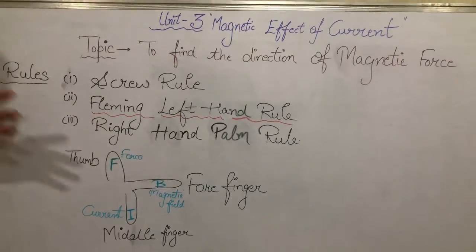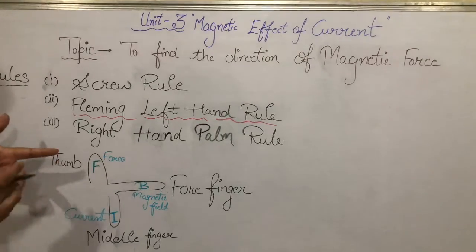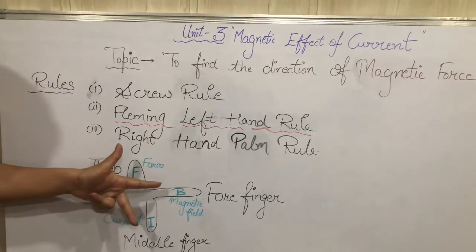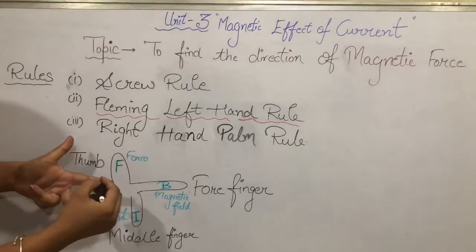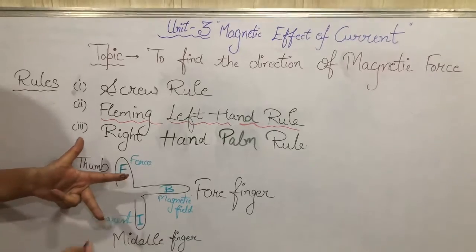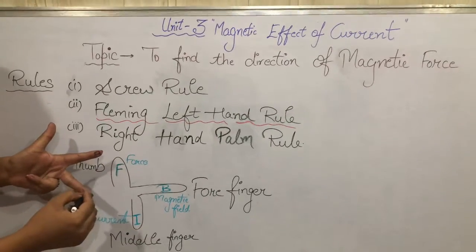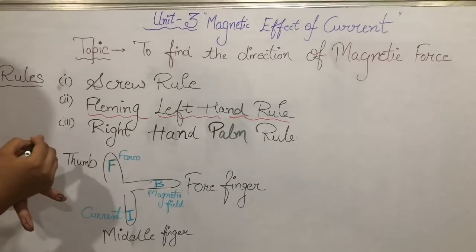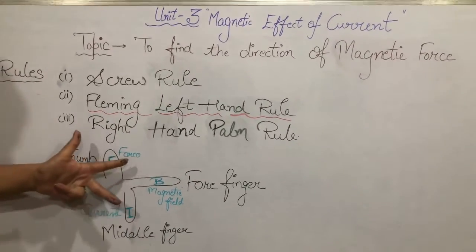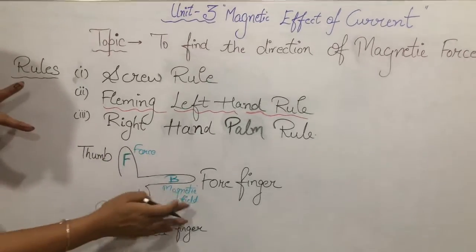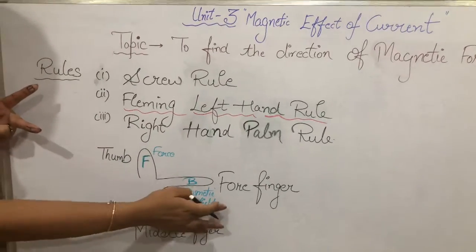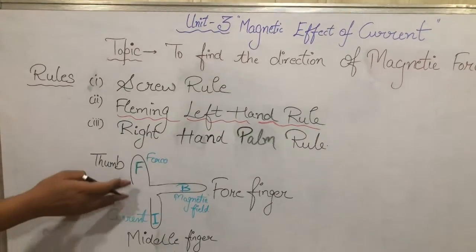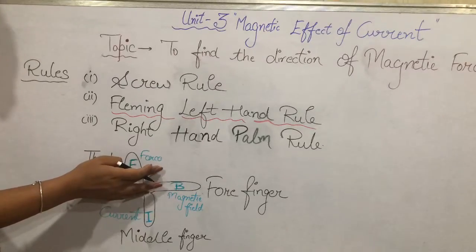For this you have to take your left hand and this is the forefinger, and you just give the impression of your left hand like that. You can put B on your forefinger, and on the middle finger you put I, that gives the direction of the current, and the thumb points the direction of the force. Just like that, the forefinger indicates the direction of the magnetic field, the middle finger indicates the direction of current, and the thumb indicates the direction of the force.